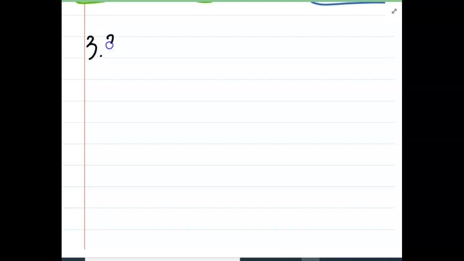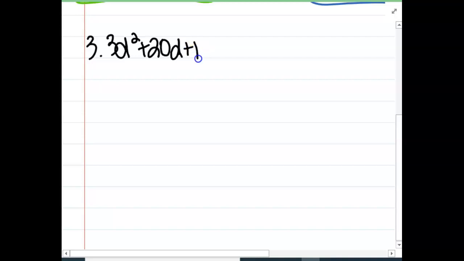Okay, number 3 says 3d squared plus 20d plus 12. So you're asked to factor. You already know what your answer looks like, right? Your answer looks like this. We've just got to figure out what's going to go in there.